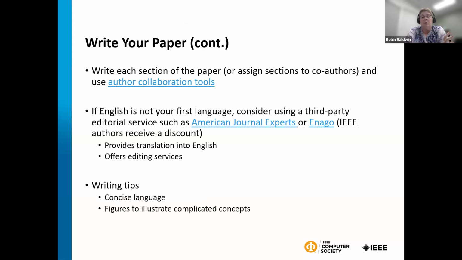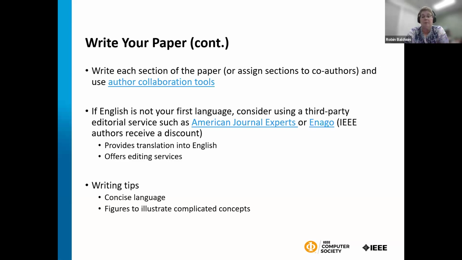If you're working with more than one author, one idea you could consider is assigning sections of the paper for each author to write. There's also some collaboration tools that you can use to make that easier. If English is not your first language, IEEE provides author discounts if you use either American Journal Experts or Inago, which are third-party editorial services. They will help provide translation into English and offer other editorial services.